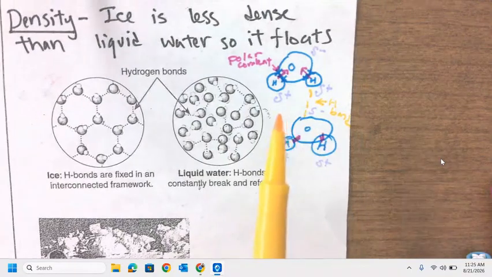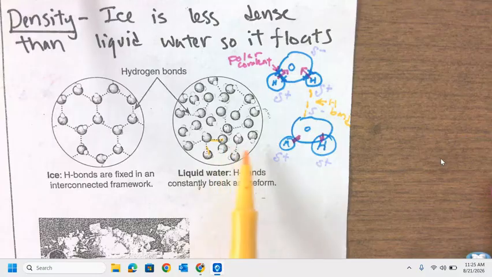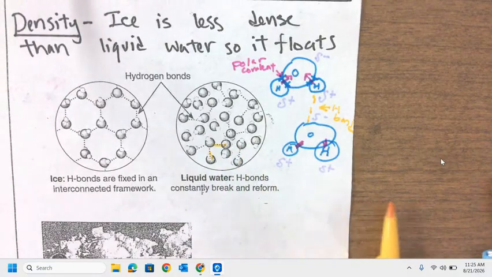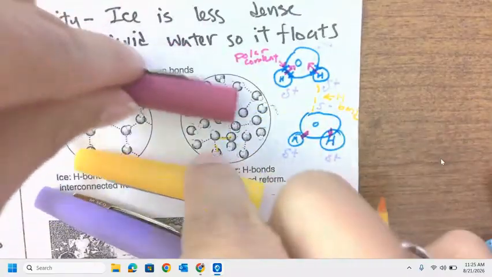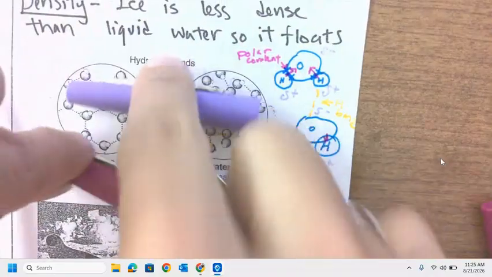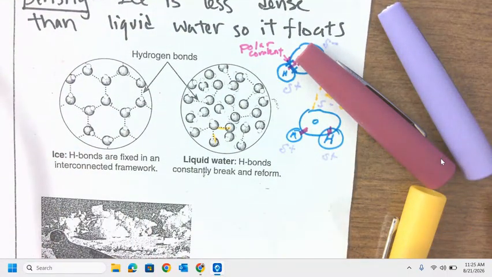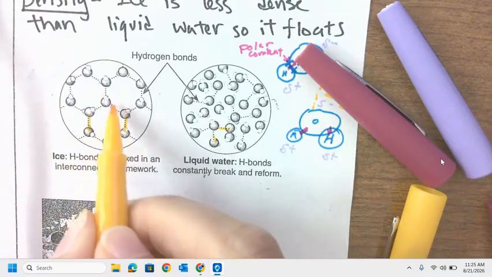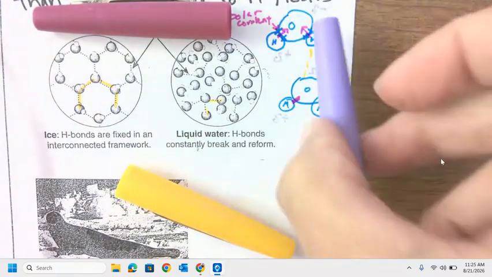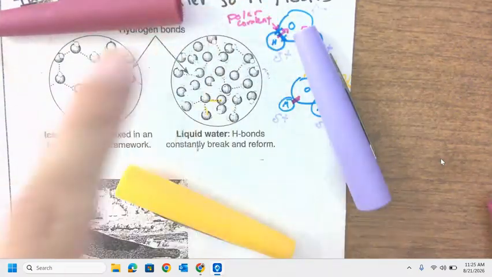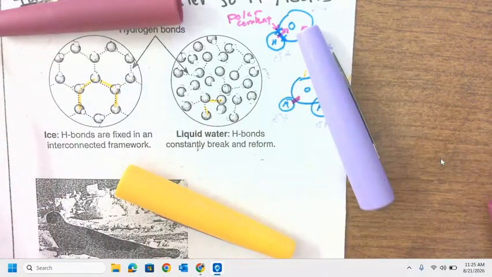When we think about density, in liquid water, these hydrogen bonds are breaking and reforming constantly. So let's pretend these tops are water molecules. In liquid water, the water molecules are constantly moving around each other, and so they can get really close together. In ice, the hydrogen bonds form, and because water is frozen in place, each water molecule is exactly one hydrogen bond from the other water molecule. So they're evenly spaced, and that means the water molecules in ice are spread out more, okay?